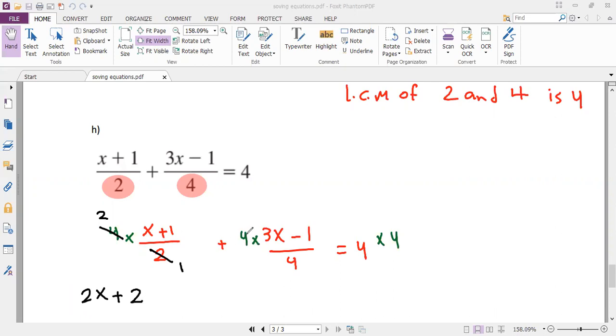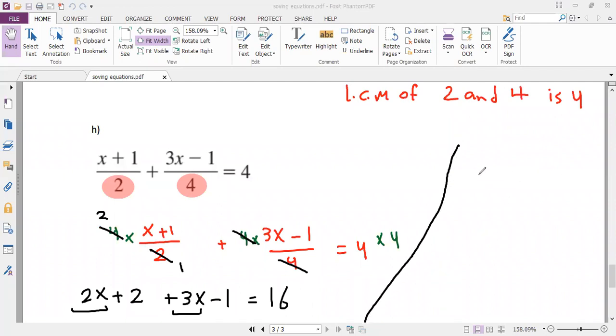Plus 4 and 4 up and down, so cancel them. So 4 and 4 cancel, the 4 written up and the 4 written down together. So we end up with 3x minus 1. So write 3x minus 1 equals 4 times 4, which is 16. So I have 2x plus 3x. 2x plus 3x equals what? Equals 5x. So I have 5x. And 2 minus 1 is 1.